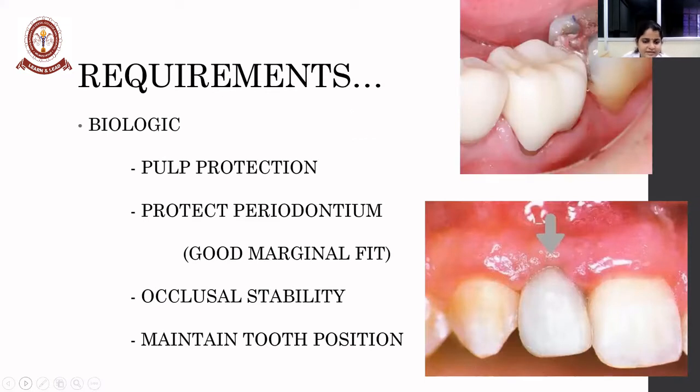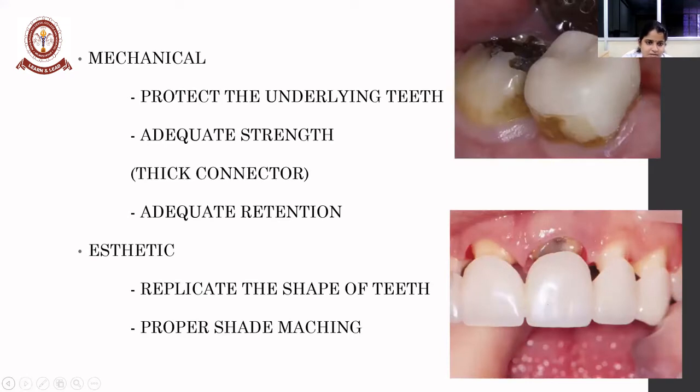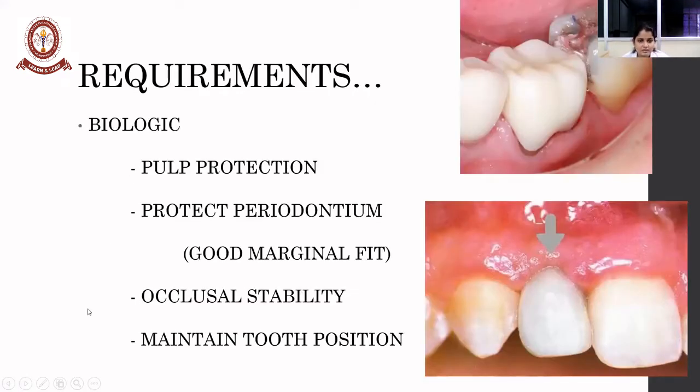Coming to the requirements, there are 3 types of requirements mainly: biological, mechanical, and aesthetics. Coming to the biological, why we are doing provisional restoration is for protecting the pulp, protecting the periodontium for good marginal fit and occlusal stability, and to maintain the tooth positions. Pulp protection: after preparing the tooth, there will be at least 1 or 2 weeks of gap for placing the definitive prosthesis.